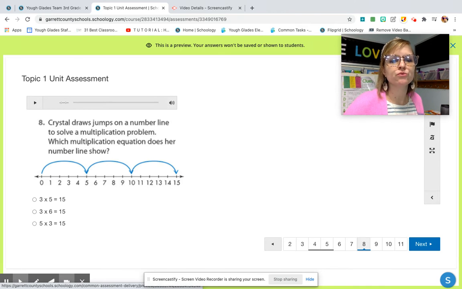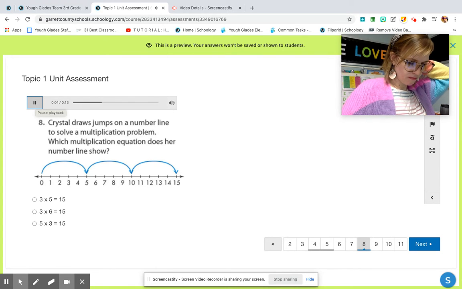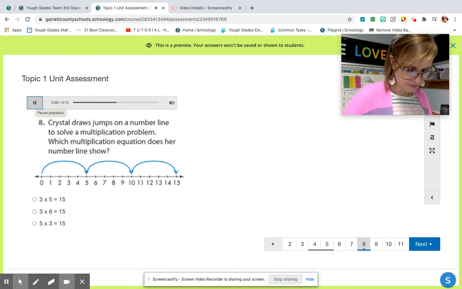So let's listen to this question. Crystal draws jumps on a number line to solve a multiplication problem. Which multiplication equation does her number line show?